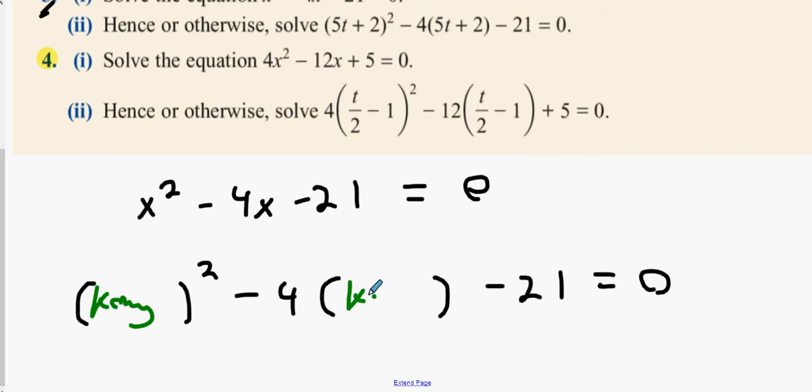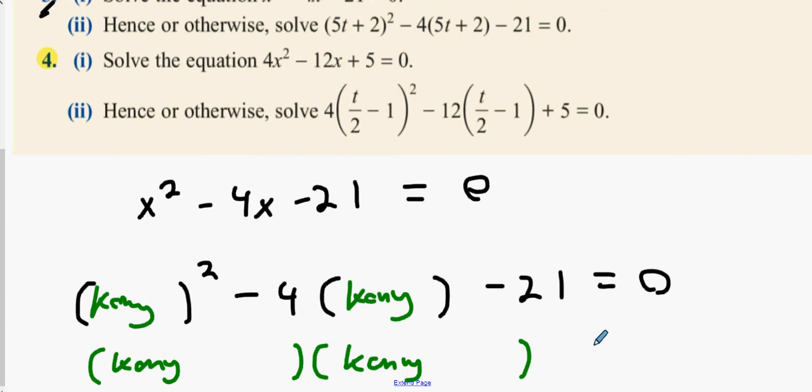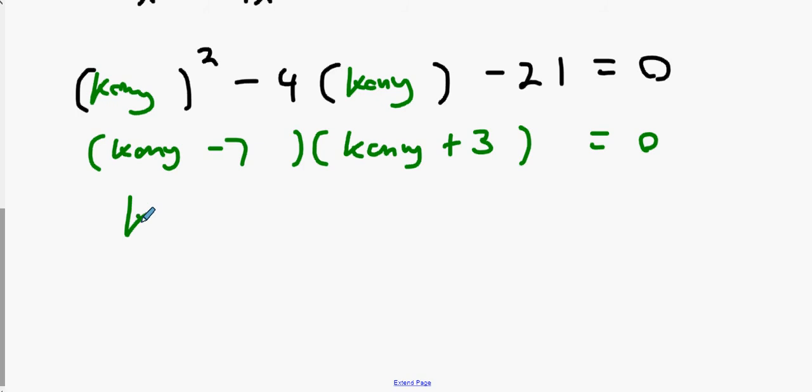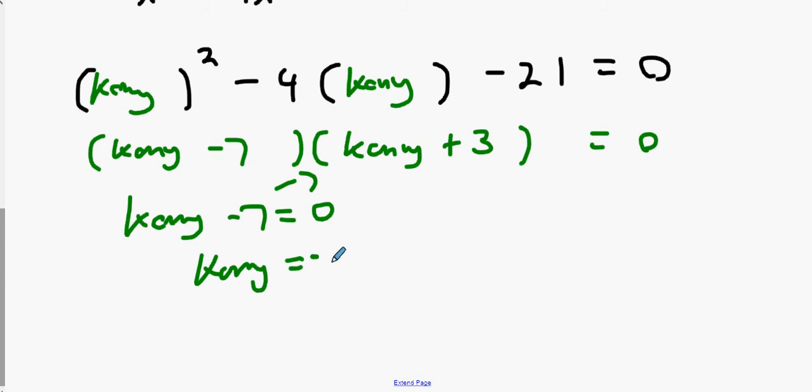What if I put in Kenny instead? Kenny represents a number. What if we open it up and say Kenny, this can be Kenny as well. And then, what do we say? Minus 7 and plus 3, is that right? And what can I say down the bottom? Kenny minus 7 equals 0. This implies that Kenny must represent the number 7 and Kenny equals minus 3.